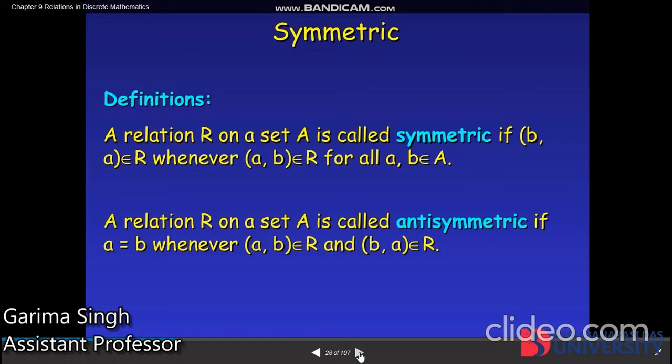Now, moving on to symmetry. What is the meaning of symmetry? Symmetry is similar. Like (a, b) is a relation, so (b, a) is symmetric to (a, b). A relation R on a set A is called symmetric if (b, a) belongs to R whenever (a, b) belongs to R. See, (b, a), (a, b). So these are called symmetric.